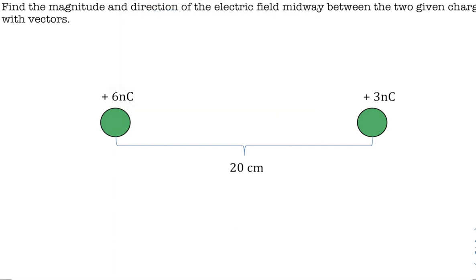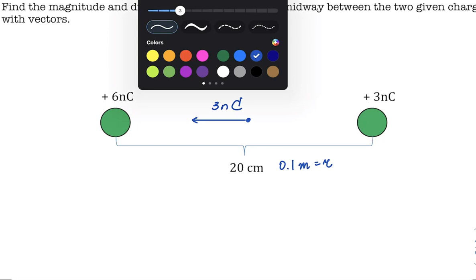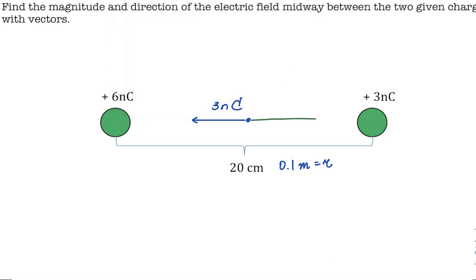Midway being at 0.1 meters, so 0.1 meters would be our R. Then if I put it here, this would be the field from 3 nanocoulombs away from the charge. And this would be double because the charge is double. Distance being the same, this was E from 3 nanocoulombs, and this is E from 6 nanocoulombs. There we go.